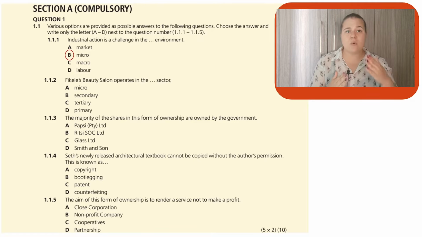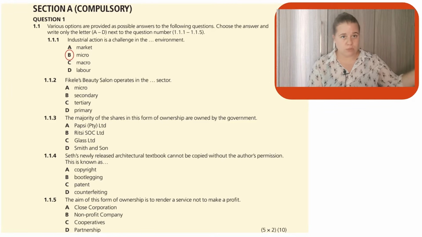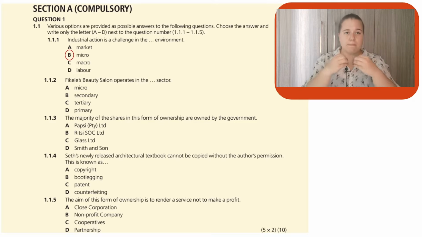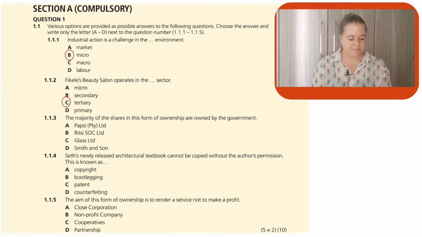All right? So while they are striking, remember with strikes, it has to be a legal thing. We have to sign off. We have to be aware that these people will be striking at such and such a date. Should they strike longer than what was agreed, then we can tell them we won't pay you if you are going to continue striking. Do you understand how we have full control over that situation? So micro, remember, inside is our employees, they are striking. So it is micro. Then we have Fikele's beauty salon operates in which sector?